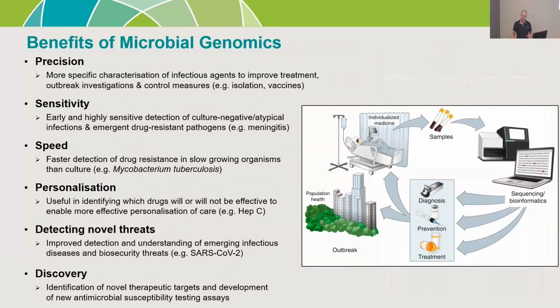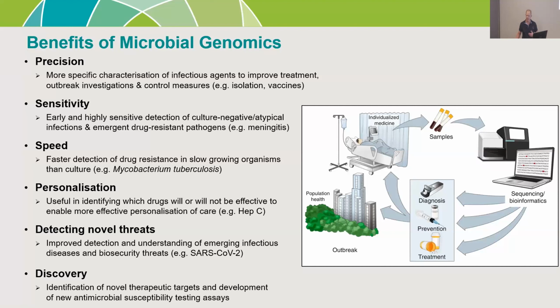So, clearly there's been a lot of work done in microbial genomics in the research space in recent years, and it has demonstrated some real key advantages in terms of what we can get out of these assays. First of all, they're precise, so they can allow us to specifically characterize a particular infectious agent, but also deliver enhanced therapies to patients, and assist us with outbreak investigations.